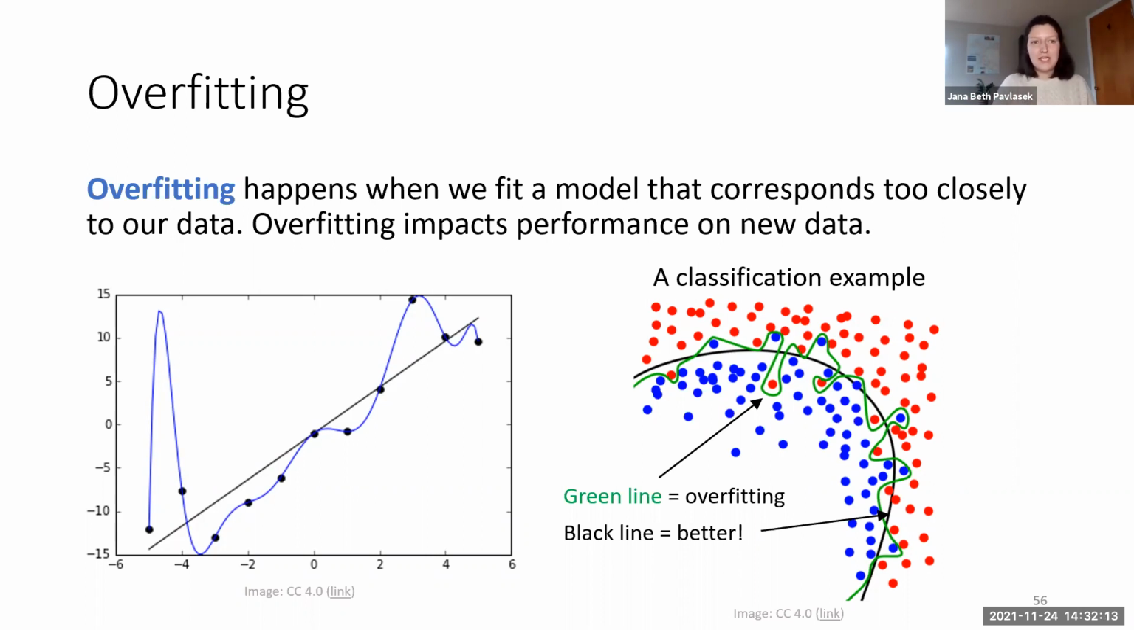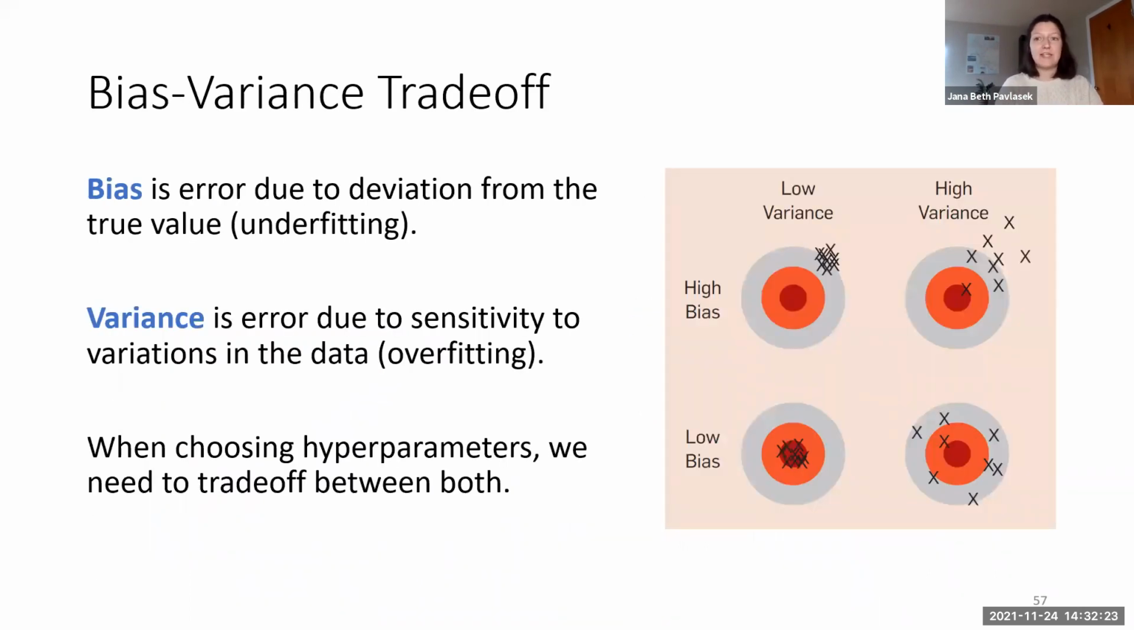A challenge in picking hyperparameters, picking machine learning models, and training them in general is the bias-variance trade-off. Bias is error due to deviation from the true value. If we're underfitting our data, then we'll get more actual error in our true value. Variance is our error due to sensitivity to variations in the data.